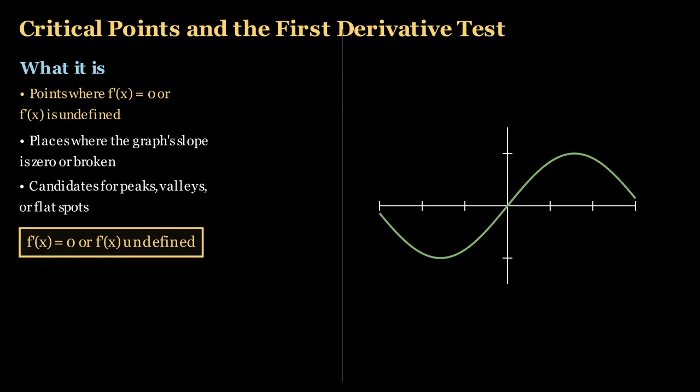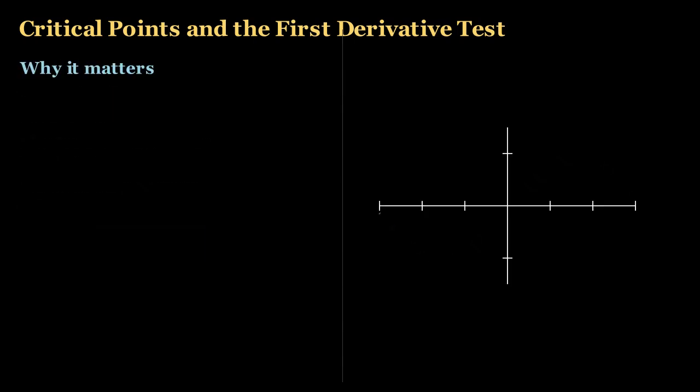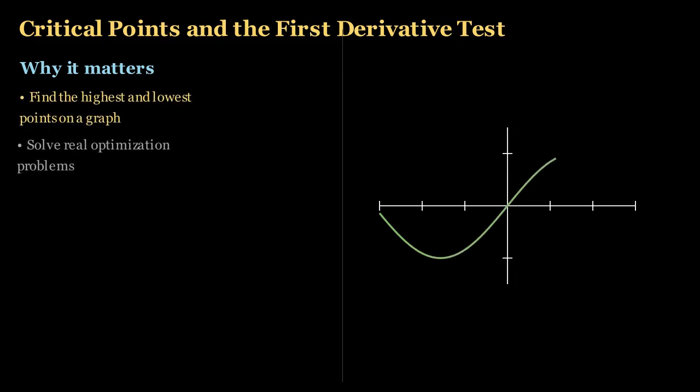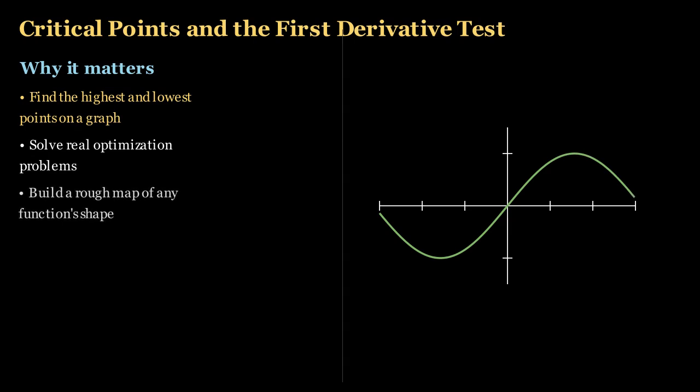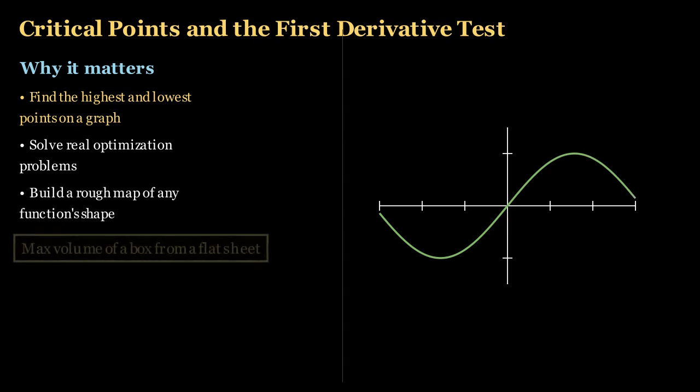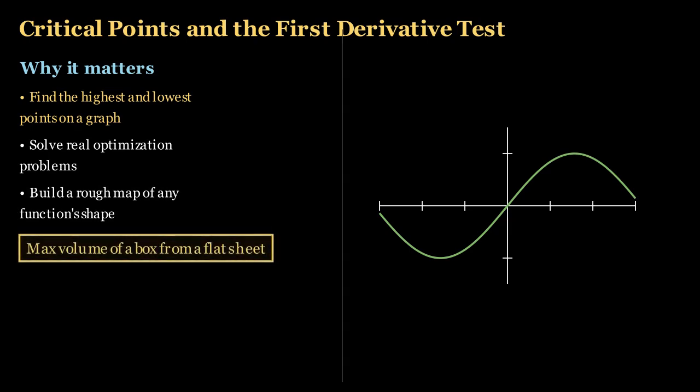Why do we care about these special points? Because they answer one of the most practical questions in calculus: where does something reach its maximum or minimum? If you're designing a can to hold the most volume with the least metal, or finding the best angle to launch a rocket, the answer always lies at a critical point. By finding all the critical points and checking the slope on either side, we can sketch a rough uphill-downhill map of any function without plotting every single point. It's like knowing the peaks and valleys of a mountain range from a simple elevation profile. You instantly understand the whole landscape.